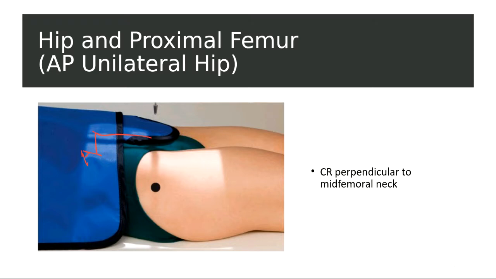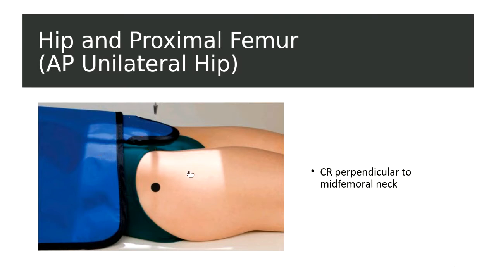the ASIS. So 1 to 2 inches medial, and then 3 to 4 inches distal. And they tell you that if you do that, that should place you right at the femoral neck. So the central ray is perpendicular to the femoral neck, which is found 1 to 2 inches medial from the ASIS, 3 to 4 inches down from the ASIS. You want to be perpendicular to the neck of the femur, which means you have to internally rotate the leg so that it's a true AP.